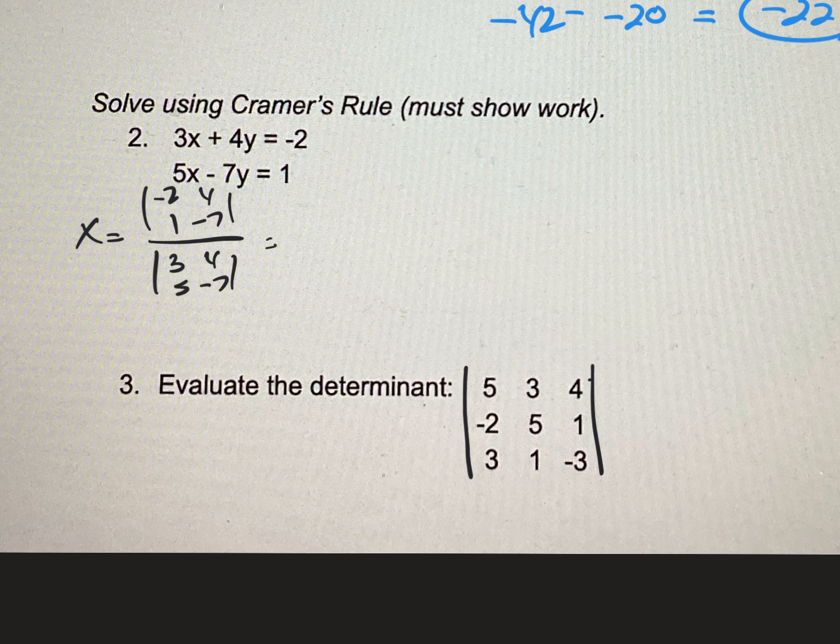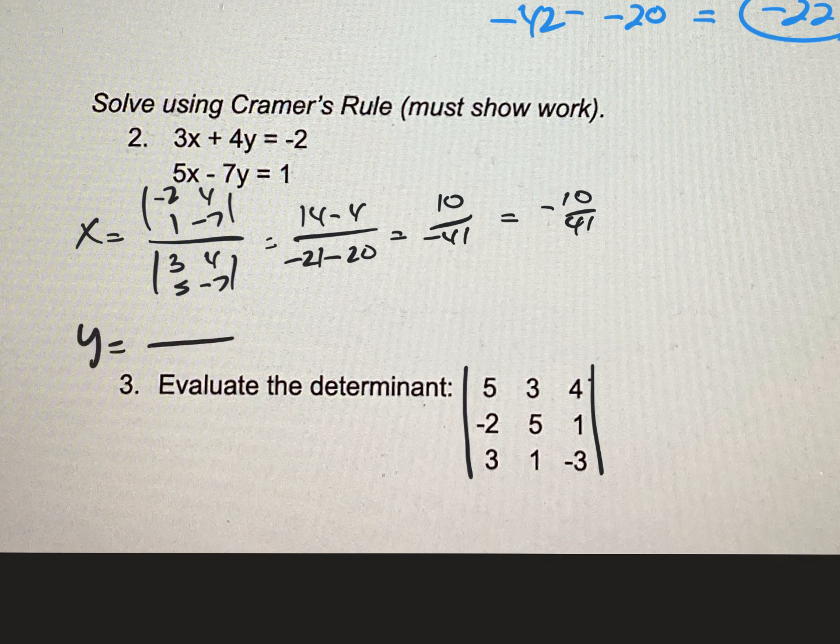The numerator there, I'm going to multiply, subtract. 14 minus 4. The bottom, same thing. Negative 21 minus 20. On the numerator, I'm getting a 10. On the bottom, I'm getting a negative 41. So my x is really just negative 10 41sts. First, however you say that.